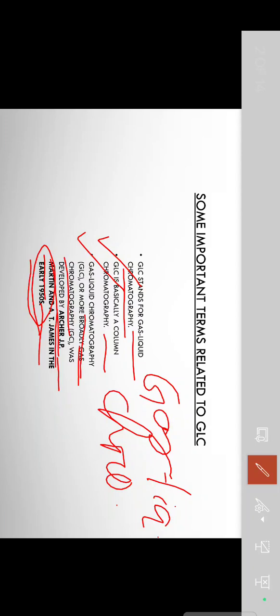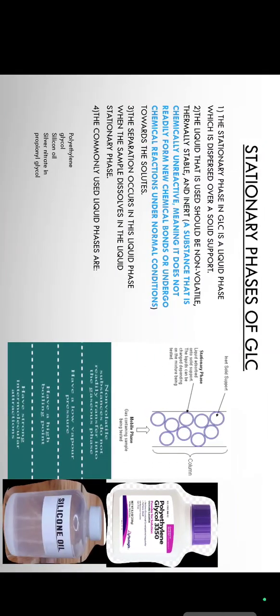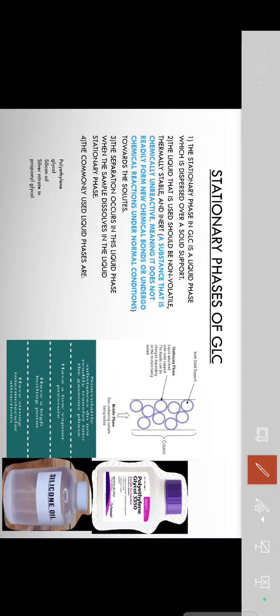Okay, going to the next slide. The next slide is about the stationary phases of GLC. We know that there are two phases in chromatography: one is your mobile phase, and the second one is the stationary phase. First we have to study the stationary phase, then we will move to the mobile phase.